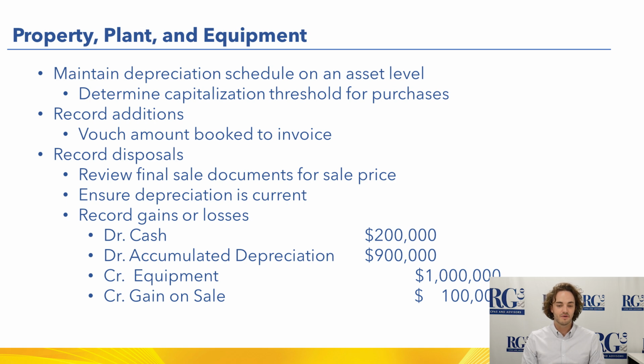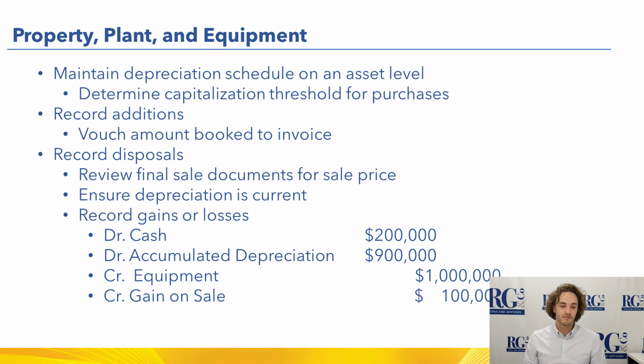For example, one may record a gain for the whole amount received without removing the asset. Or maybe they credit the asset account for the amount received in a sale and don't remove any depreciation. And then they have an inaccurate balance for the asset depreciation as well as the gain or loss. Trust us, we've seen it all.